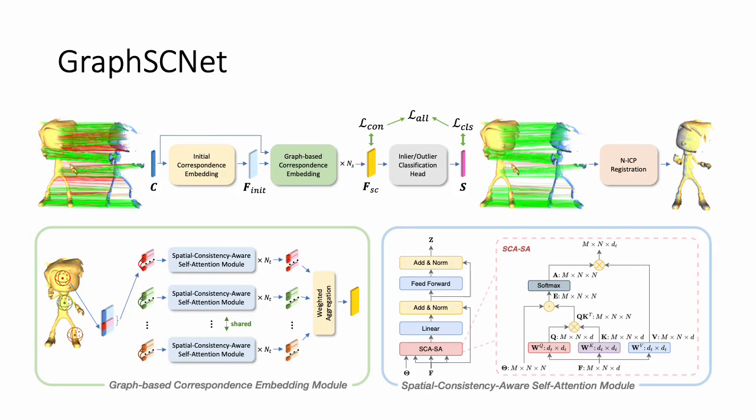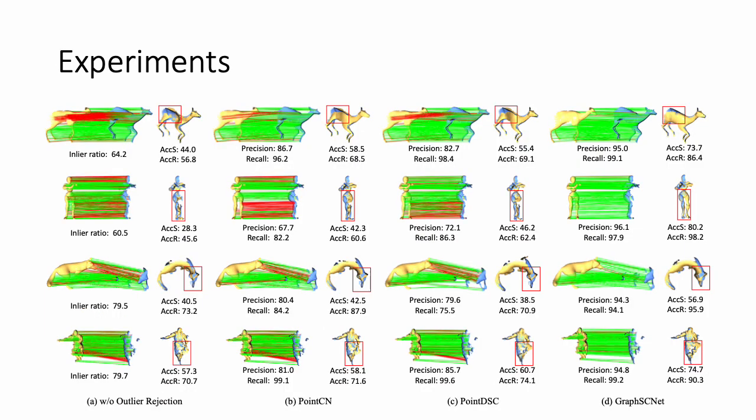On top of this, we inject the local spatial consistency metric into the self-attention mechanism and further design a graph LC net to classify non-rigid correspondences into inliers and outliers. Experiments on 4DMatch have proved that our method can eliminate more outliers while preserving more inliers.